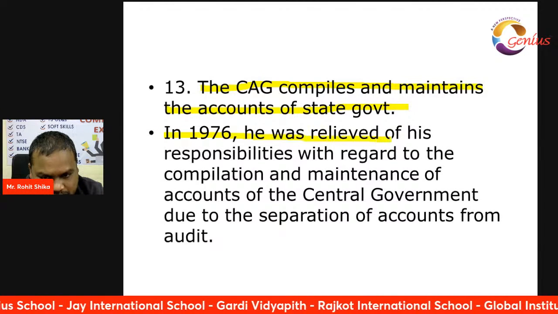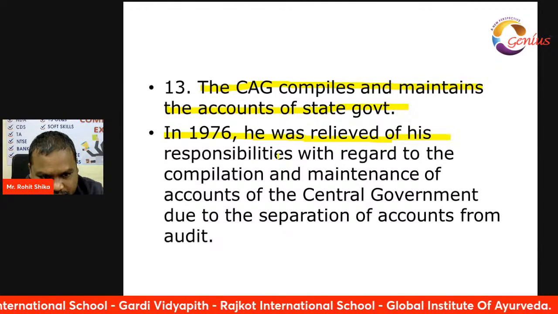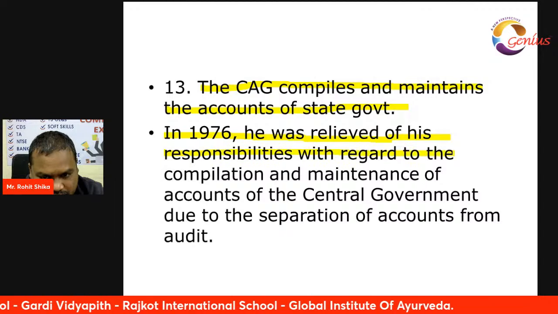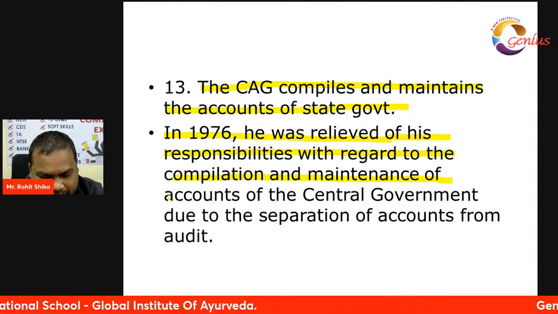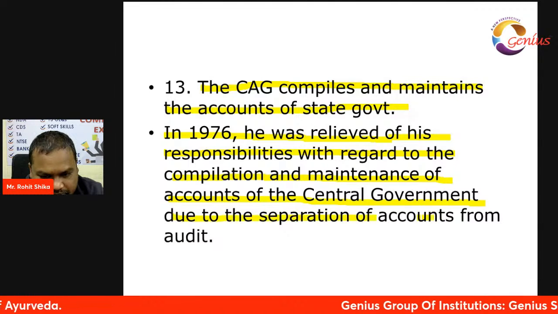In 1976, he was relieved of his responsibilities with regard to the compilation and maintenance of accounts of the central government due to separation of accounts from audit.